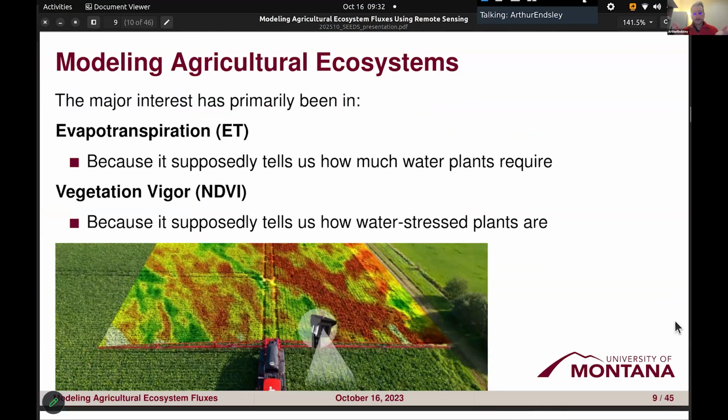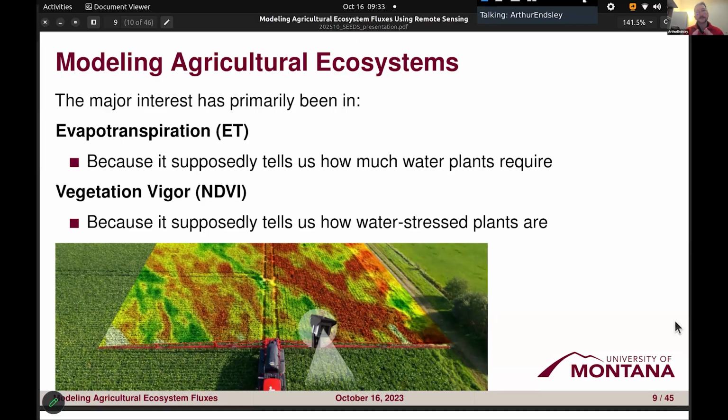So when we talk about modeling agricultural ecosystems, the major interest, and probably what a lot of the previous speakers in this workshop have been talking about, include evapotranspiration and some measure of vegetation vigor, such as the normalized difference vegetation index. A lot of this is driven by the promise of so-called precision agriculture. We're interested in ET because it supposedly tells us how much water to put on the plants, and we're interested in measures like NDVI because it supposedly tells us how water stressed the plants are.